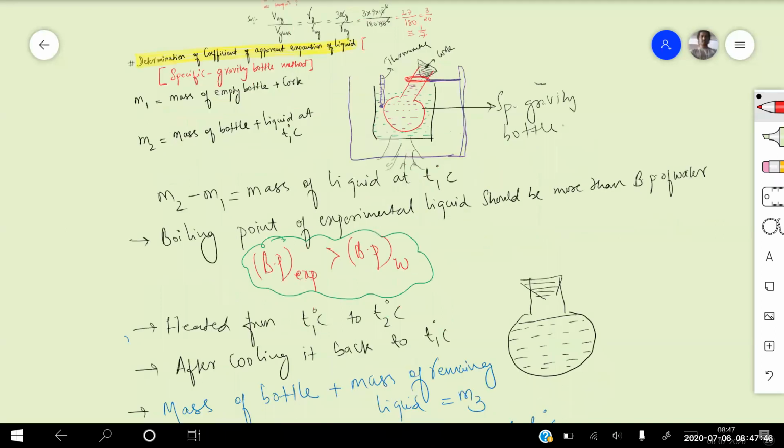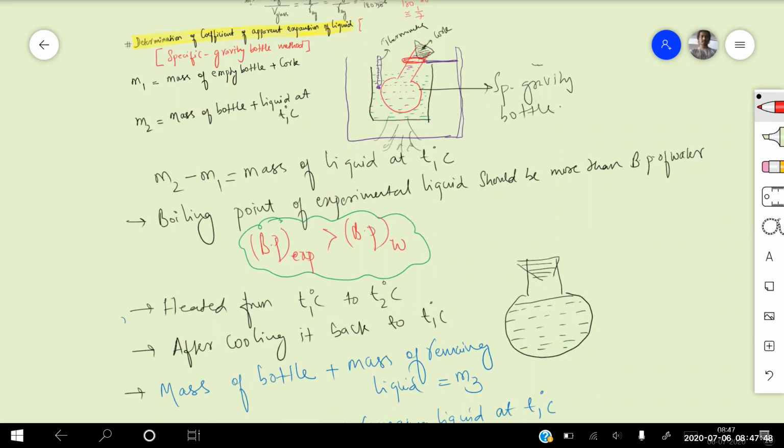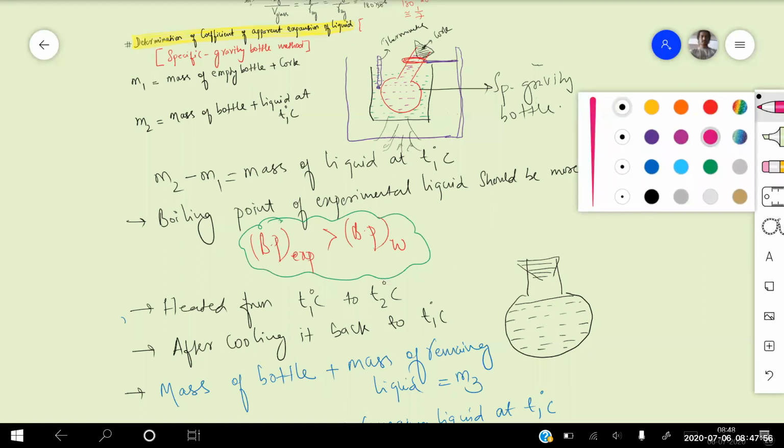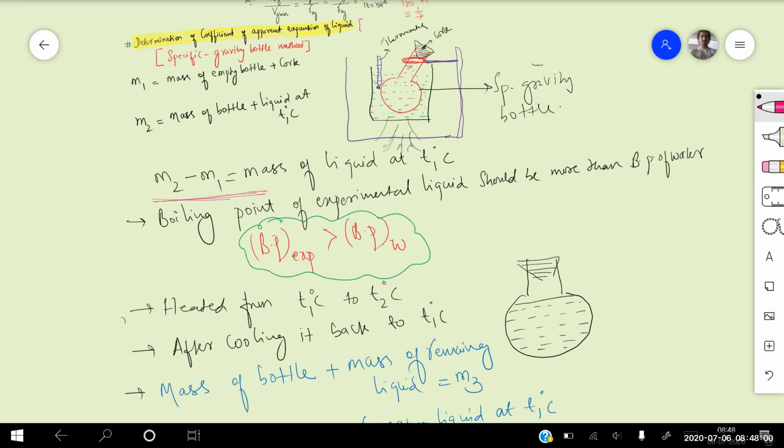Anyhow, M2 is nothing but the mass of the bottle plus liquid at T1 degree centigrade. Now, if I take the difference, M2 minus M1, what will it be? The mass of the empty bottle cancels out, so the remaining is only the liquid. So M2 minus M1 is the mass of the liquid at T1 degree centigrade.